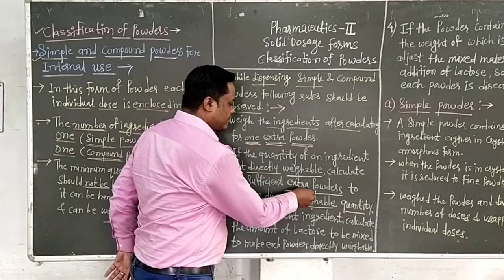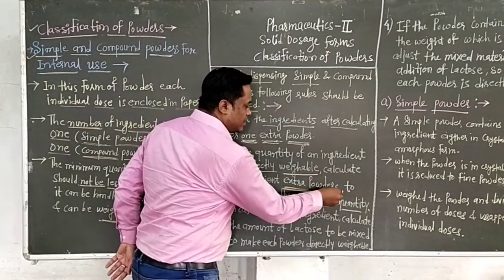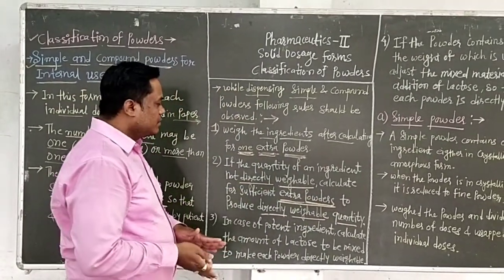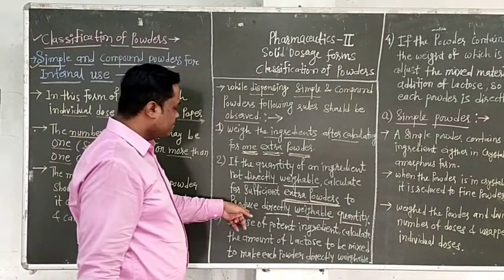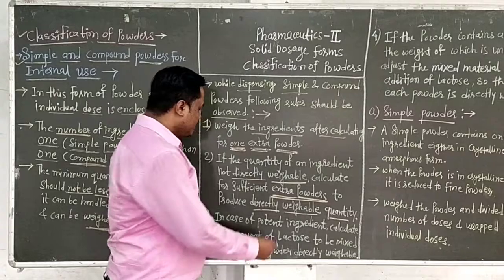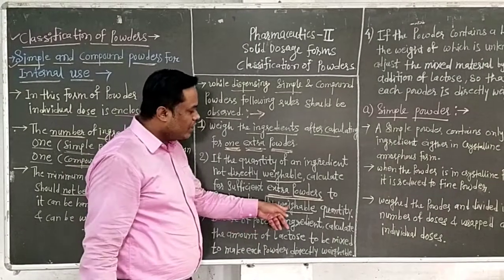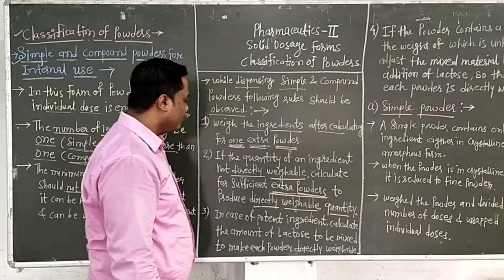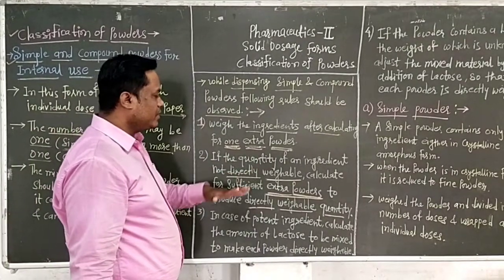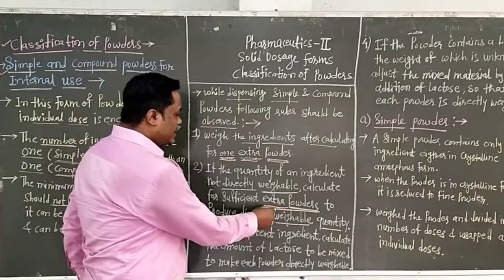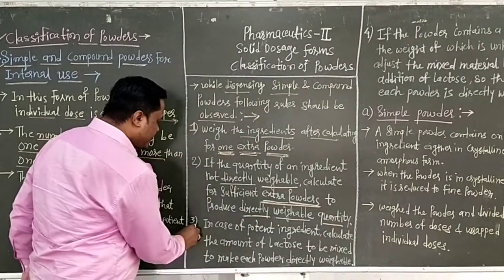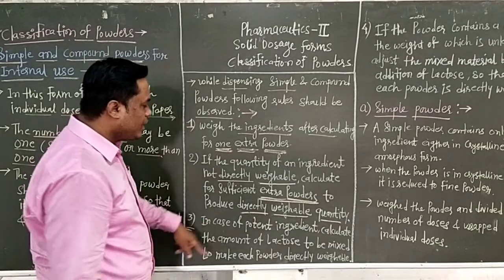With the calculation of the extra powders, the weight increases, and then it is directly weighable on the weighing balance, means it produces a directly weighable quantity. If the quantity of an ingredient is not directly weighable, in this case the extra powders should be calculated to produce the directly weighable quantity. Then next is the case of potent ingredients.